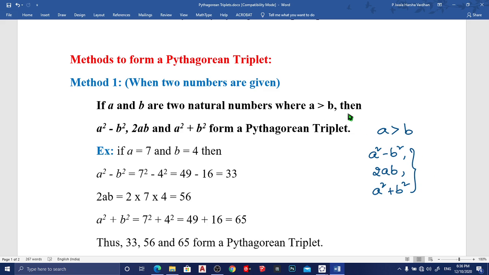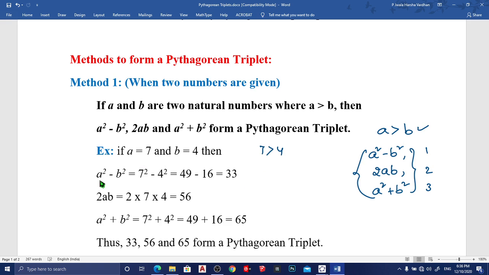These three numbers are the Pythagorean triplet. If a and b are given, and a is greater than b, then a square minus b square is the first number, 2ab is the second number, and a square plus b square is the third number of the Pythagorean triplet. See one example so you can understand easily. If a is equal to 7 and b is equal to 4, find the Pythagorean triplet using this formula. Observe that 7 is greater than 4, so the first condition is satisfied.